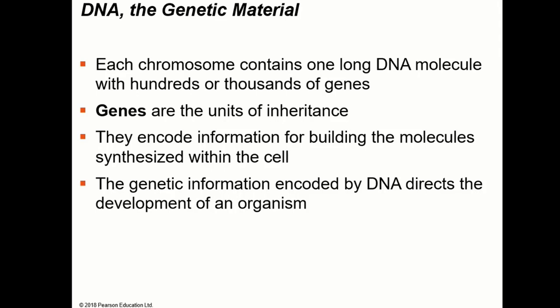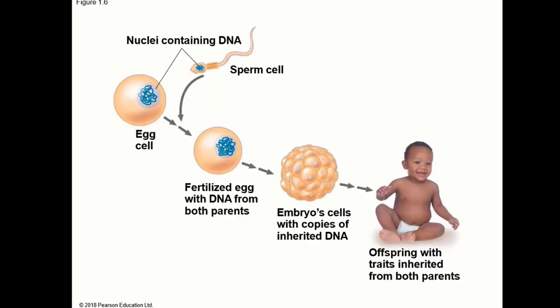So each chromosome contains one long DNA molecule with hundreds and thousands of genes. So what are those genes? Those genes are the units of inheritance. They are coded with information for building blocks, which are synthesized within a cell. And within those cells, there is genetic information which directs the development of an organism.